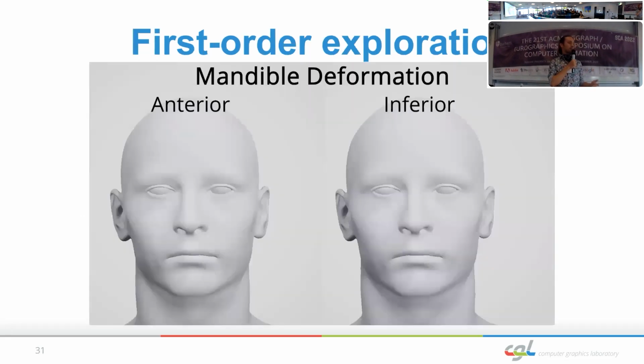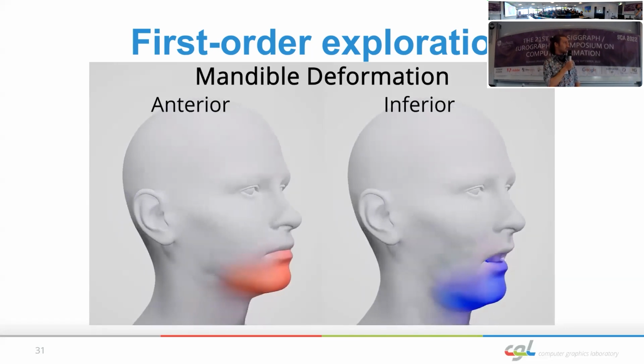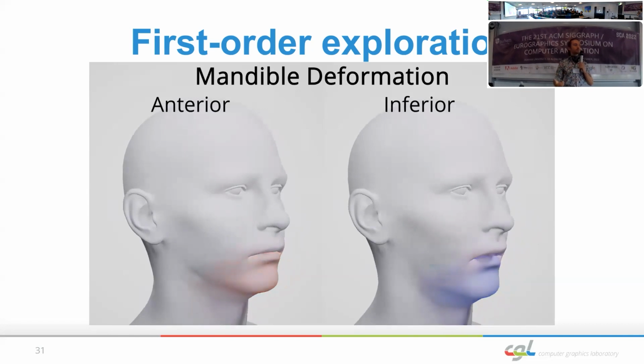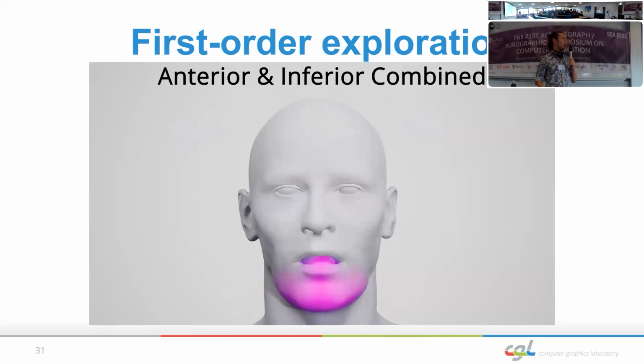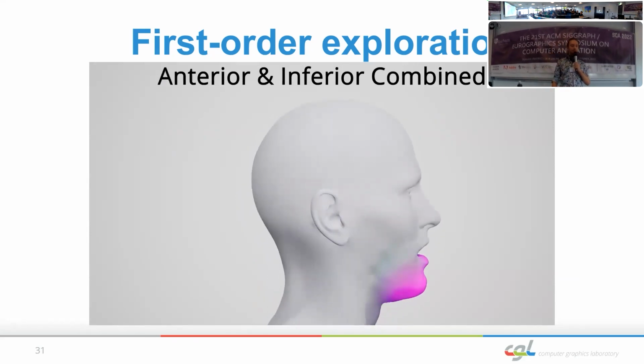And here is an example where we vary one parameter along the anterior and inferior deformation axes of the mandible. And it looks roughly like this. We can also combine the effects of the parameters into more complex deformations. So here we vary both the parameters at the same time.